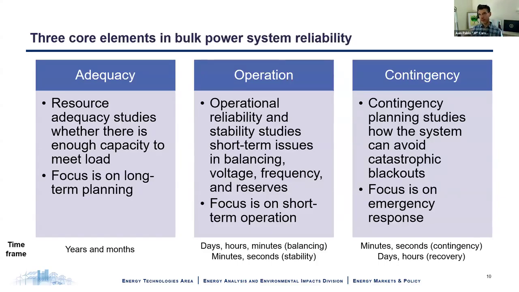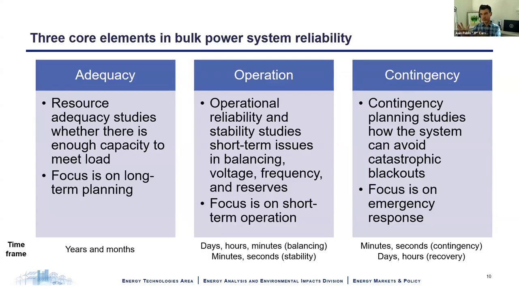Within bulk power system reliability, there are three core elements. Adequacy, which operates in the years to months time frame, is simply the study of whether there is enough capacity to meet load. The operation part of the bulk power system is concerned with the days, hours, minutes, or even seconds time frame. The concern here is whether there are enough resources to balance, to maintain voltage, to maintain frequency, and to keep those reserves. The third one is contingency. Contingency deals with what we do when we had adequacy problems or operational problems and we could not avoid them, either trying to avoid a blackout with some extreme, last-minute measures, or the blackout occurs and we have to restore the system and respond to the emergency.